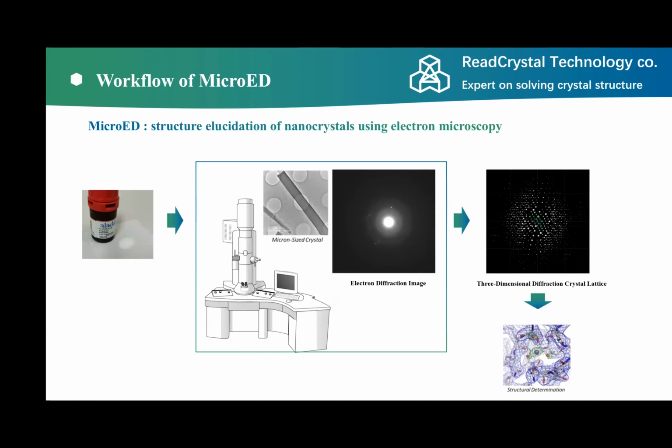The workflow of micro-ED is quite straightforward. You just take a powder sample. It has to be crystalline. So normally, before we put the sample into the microscope, we use a powder X-ray diffractometer to check the crystallinity of the sample. If the crystallinity is okay, then we can simply disperse the powder sample onto the TEM grid and then insert the grid into the microscope.